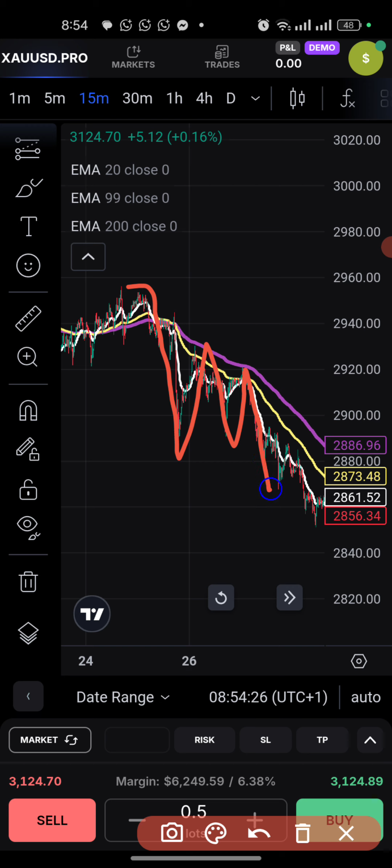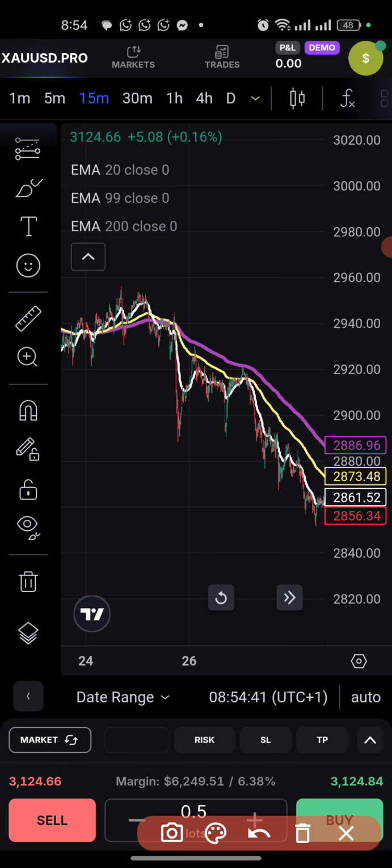You see that? So in general, this is how it works. The 20 EMA often carries the trend. So in an uptrend, it carries it. In a downtrend, it carries it.